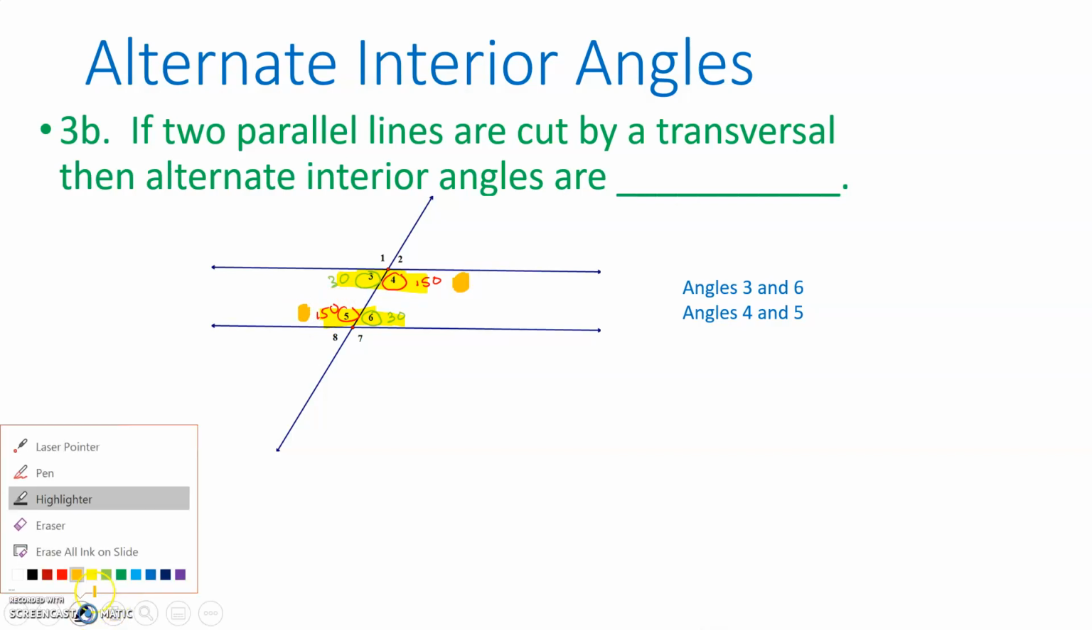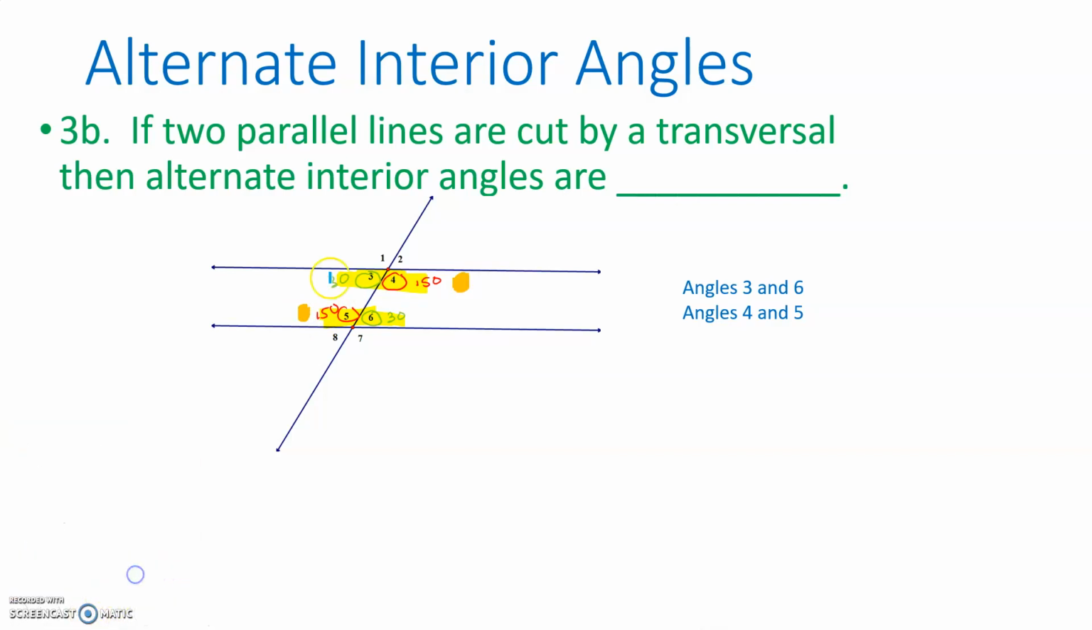Okay, let's do a different color here. This guy's on one side of the transversal, that guy's on the other. So alternate interior angles. Now look at them. 3 and 6 are alternate interior angles, both inside the parallel lines, one on one side of the transversal, one on the other, and they are both 30, so they are equal.